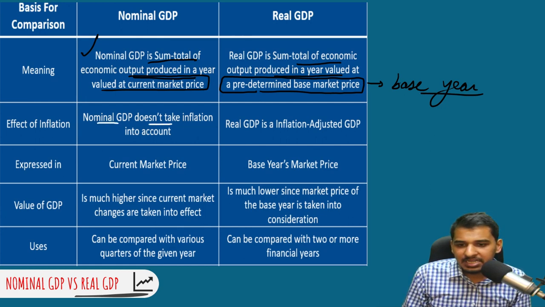Nominal GDP doesn't take inflation into account. So whatever be the value, we'll just take it. We'll not adjust it with inflation. So inflation is not adjusted.